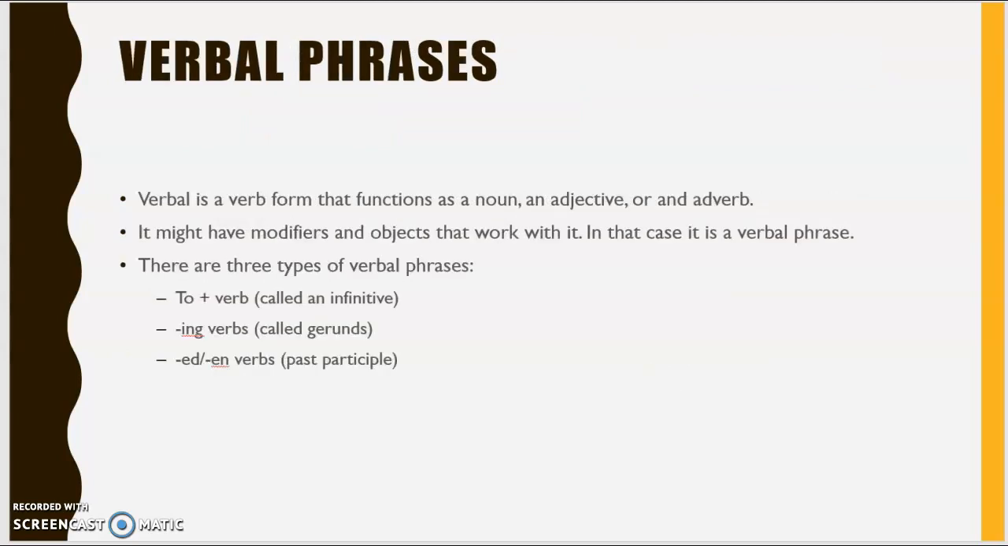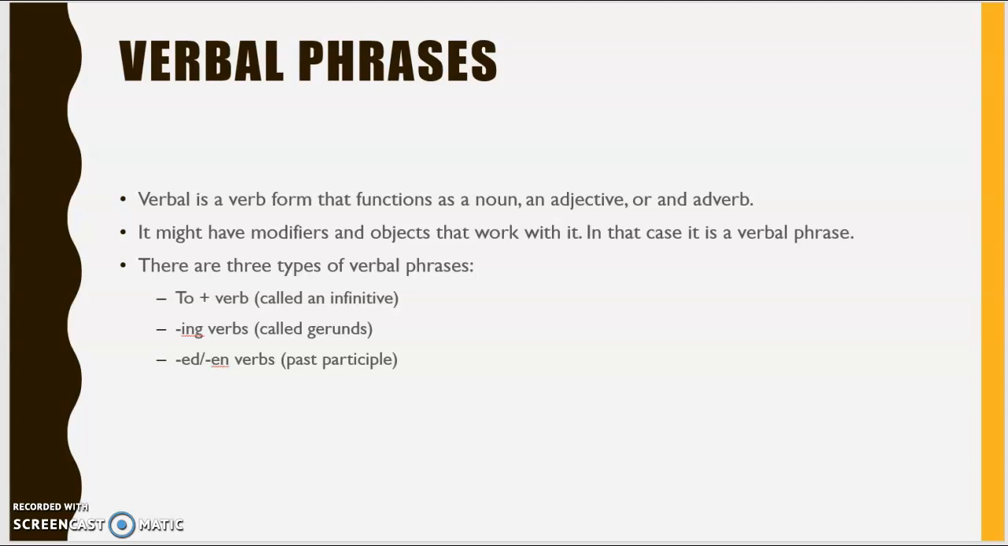Okay. Another kind of phrase that you might encounter or want to use is a verbal phrase. A verbal phrase is a verb form that functions as something else. It functions as a noun, an adjective, an adverb, something other than a verb. It might have, like prepositional phrases, objects that work with it. If it has an object that works with it, it's a verbal phrase. We're going to look at 3 kinds of verbal phrases: infinitives, gerunds, and past participles.